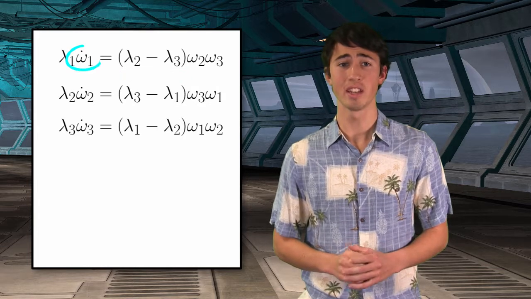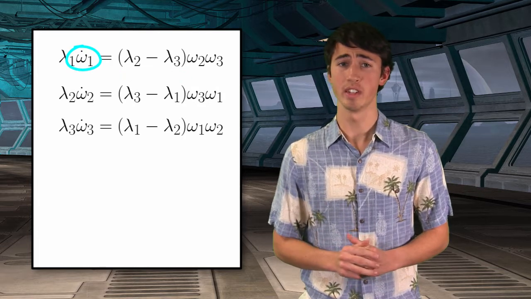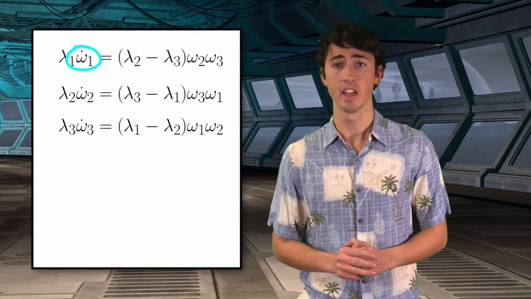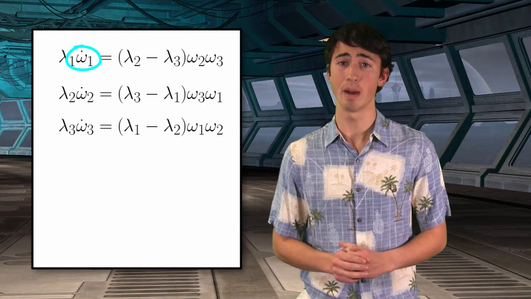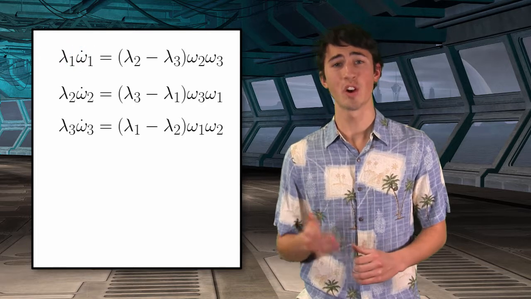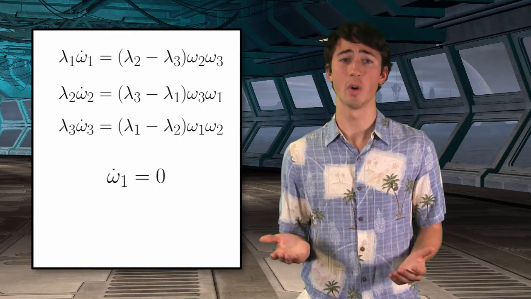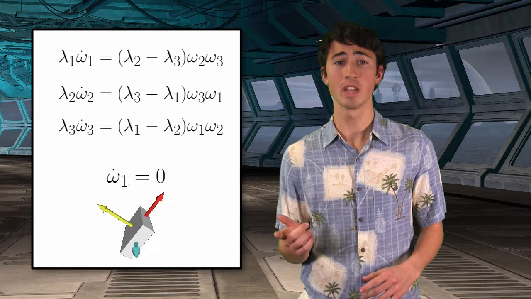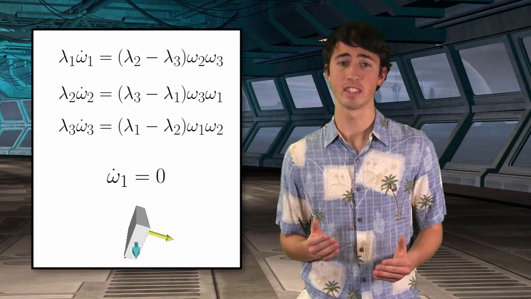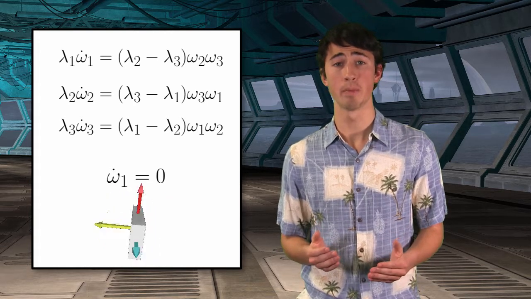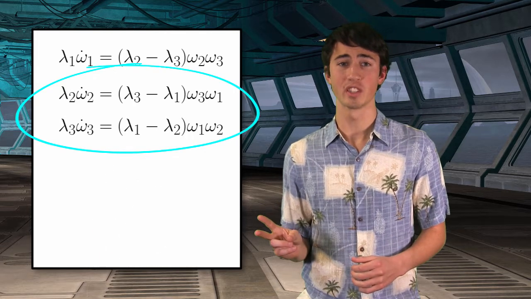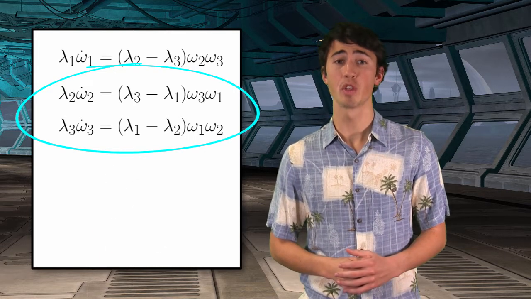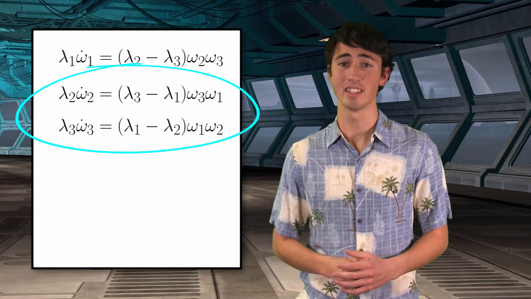One interesting quantity here is the time derivative of angular velocity. This is just the acceleration of the rotation of the object. So if our acceleration equals 0, then our object rotates at a constant angular velocity, without speeding up or slowing down. There are two other equations with the same form for the two other principal axes.